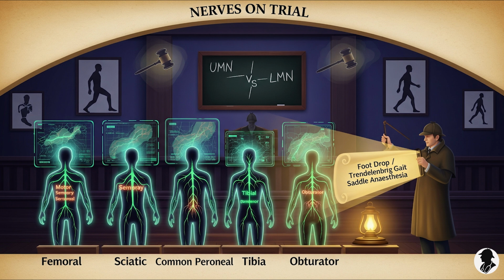The LMNs, on the other hand, they're the factory floor managers. These are the actual nerve cells in the spinal cord's gray matter, the anterior horn cells plus the nerve roots leaving the cord and the peripheral nerves going out. They're the ones carrying those commands directly to the muscles, executing the plan. Right, so a problem with the CEO's directive is going to look very different from a problem down on the factory floor.